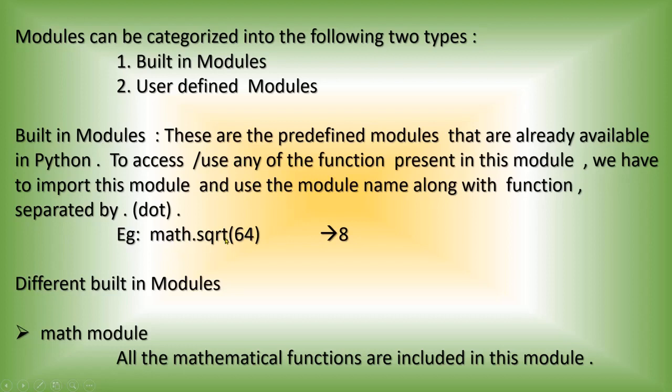If you want to use any function which is defined in a particular module, then you have to use the module name dot its function name. That is why I use math.sqrt of 64. What is math? It is a module name. What is sqrt? It is a function defined inside the math module. Like sqrt, there are a lot of functions defined inside the math module. That I will show you here.